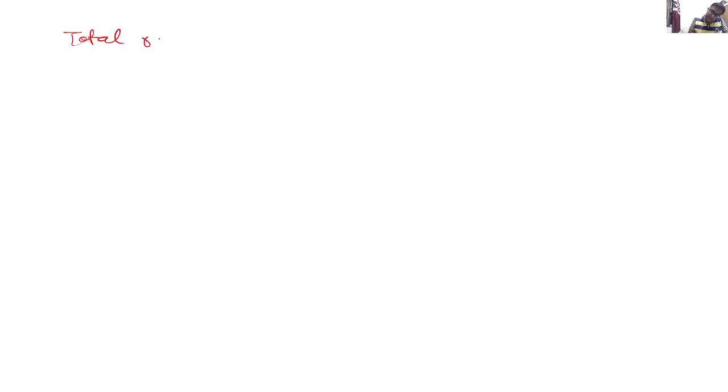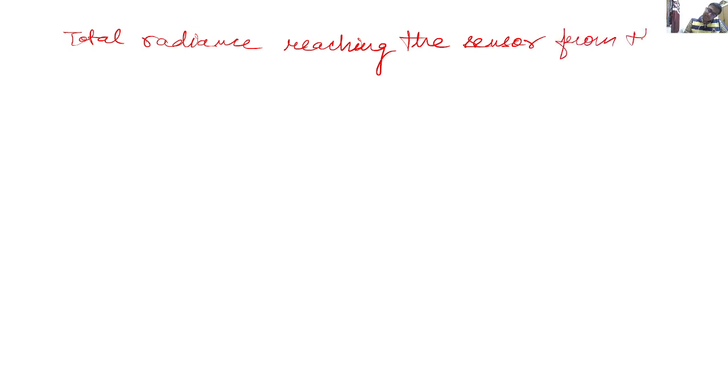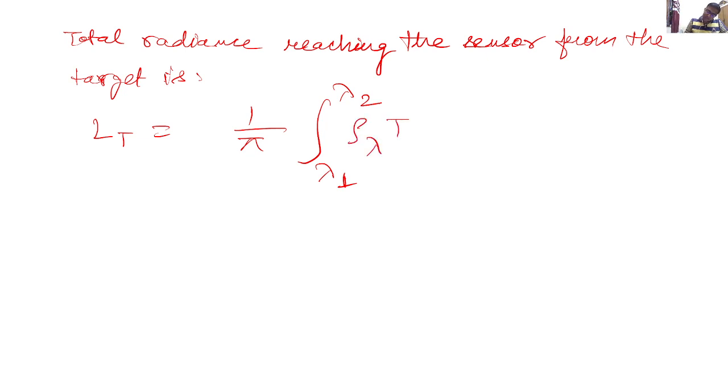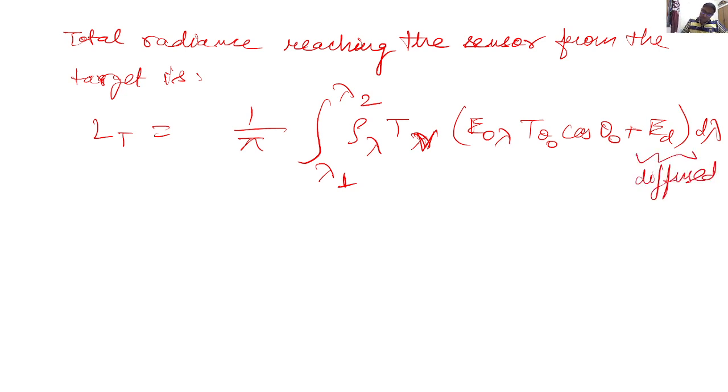The total radiance reaching the sensor from the target, the one which we actually require, let us suppose we term it as LT, is 1 by pi over a particular wavelength spectrum, let us say lambda 1 to lambda 2, the reflectance, the transmittance, E O lambda T theta naught cos theta naught plus ED D lambda. This is the diffused sky part, and this is the other part. I will explain why this 1 by pi comes in the radiance calculations in probably 10 to 15 minutes from now.